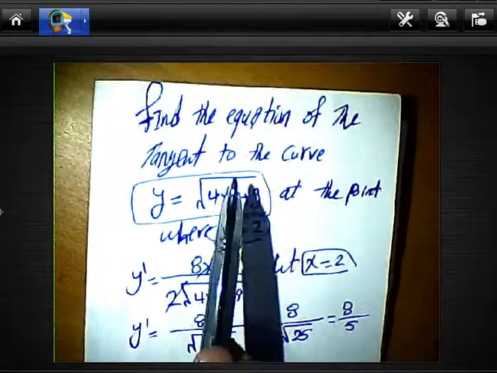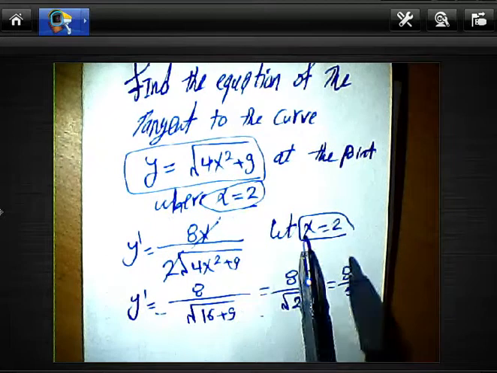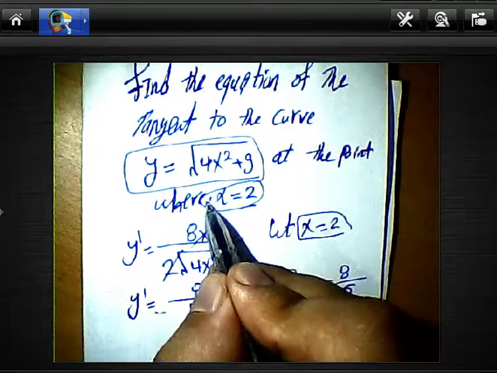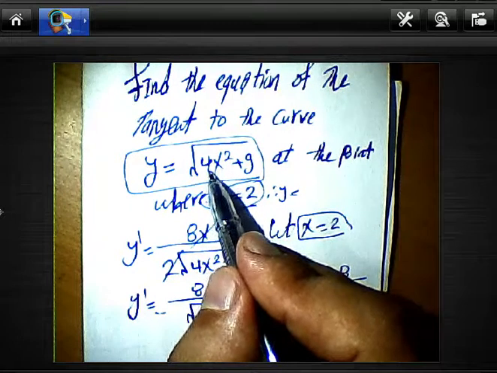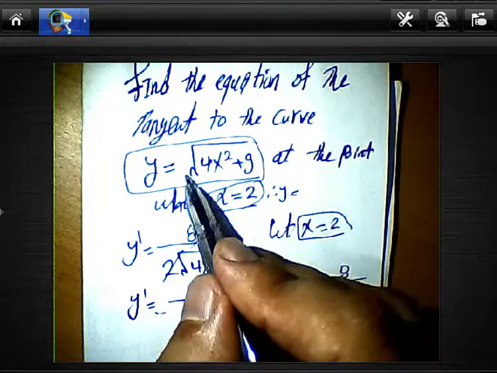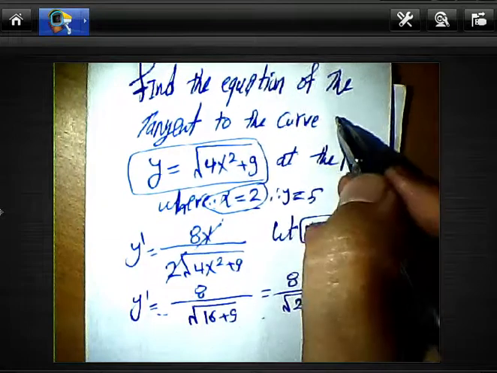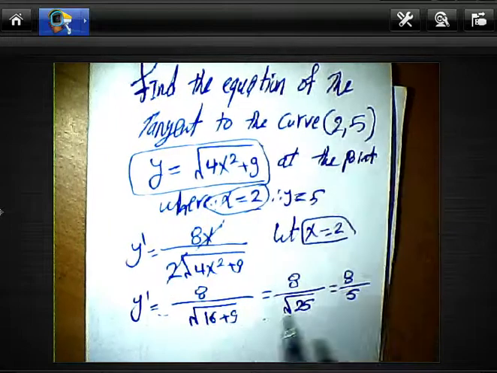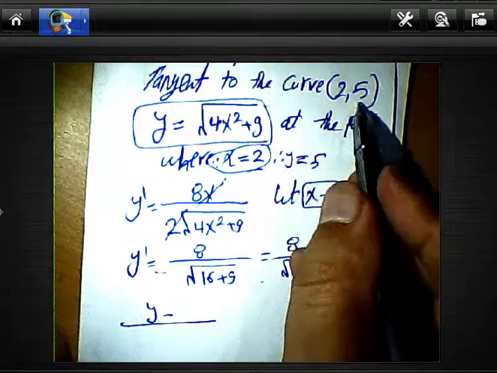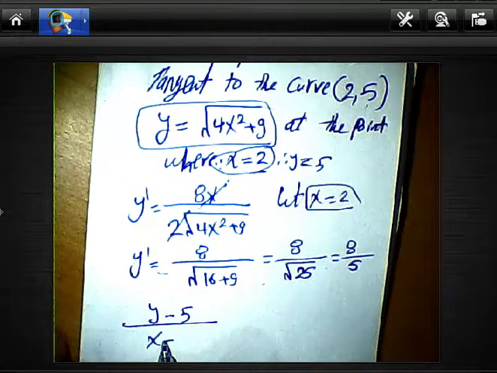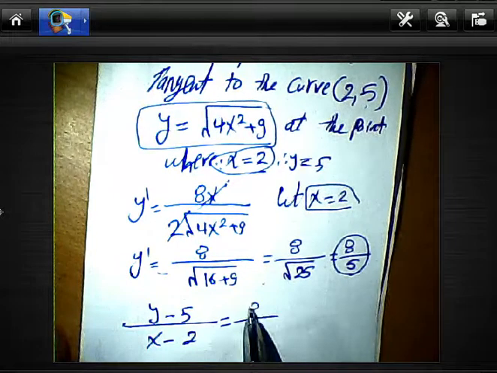You want to find the equation of the tangent. We find the slope. And when x equals 2, we can find y. Such that x equals 2, then y equals, right, 4 times 4 equals 16, 16 plus 9 equals 25, square root of 25 equals 5. So this curve passes through the point (2, 5). So we can find the equation: y subtract 5 over x subtract 2 equals the slope. The slope was 8 over 5.